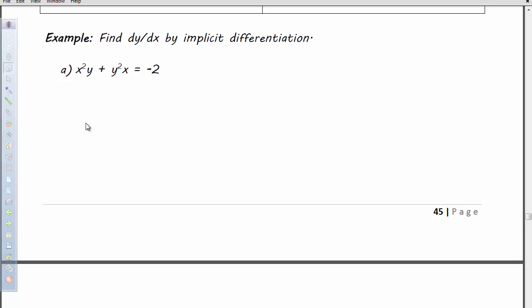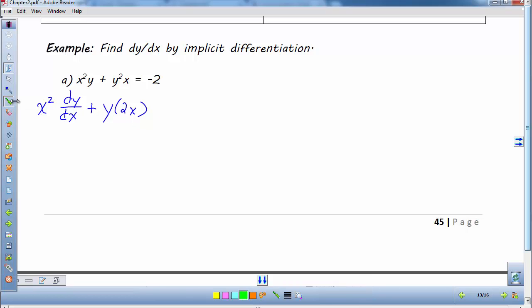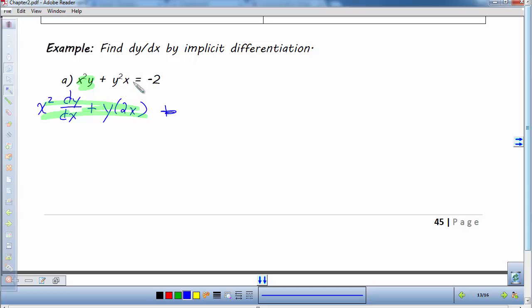So our first step was to take the derivative of both sides. So I'm going to use the product rule on this term. So I've got my first, which is x squared, times the derivative of the second. So that's going to be dy dx. Plus the second times the derivative of the first. So that's 2x. Okay, all of this is just the derivative of this piece. Plus I need to take the derivative of all of this.